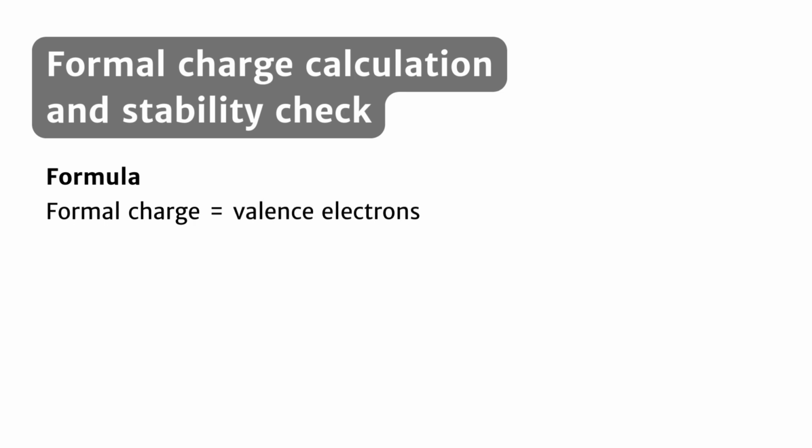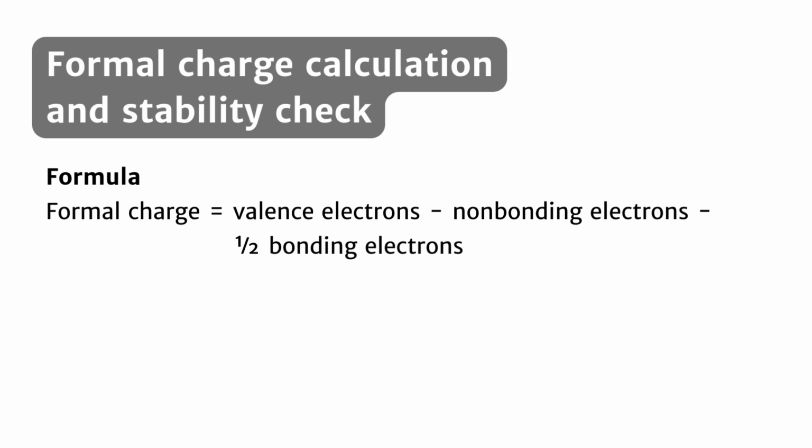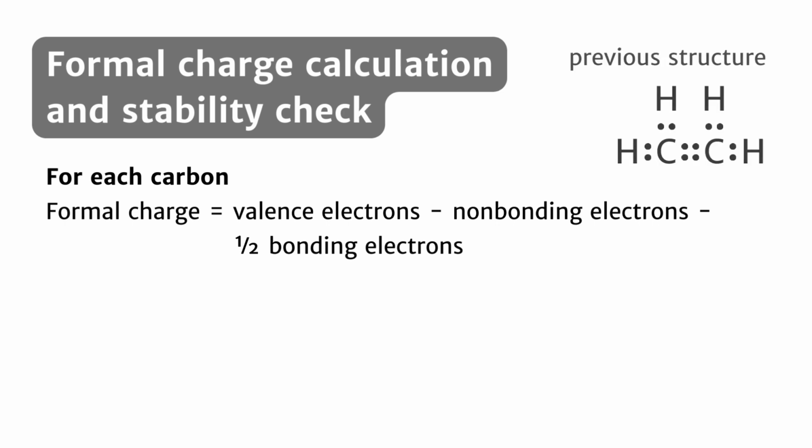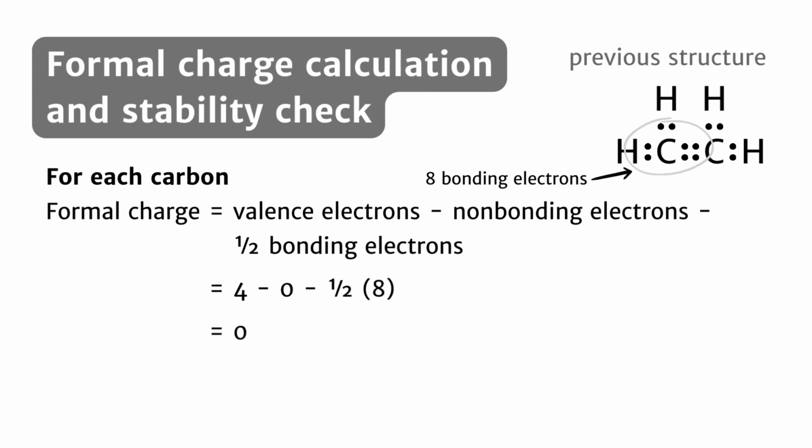This is the formula we can use to calculate formal charges for the C2H4 Lewis structure. Formal charge equals valence electrons minus non-bonding electrons minus half times bonding electrons. Input the data and allocate the values to determine the formal charges for each corresponding atom. For each carbon atom, valence electrons are 4, non-bonding electrons are 0, and bonding electrons are 8. So the formal charge will be equal to 4 minus 0 minus half times 8, which equals 0.